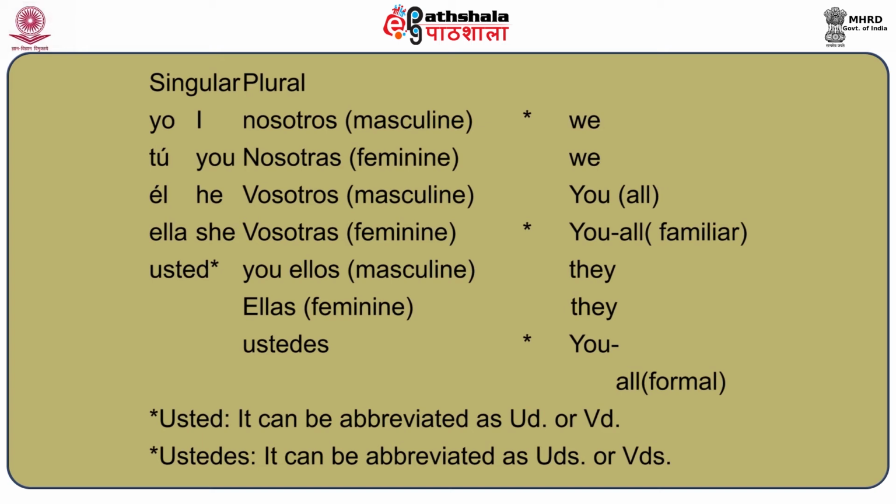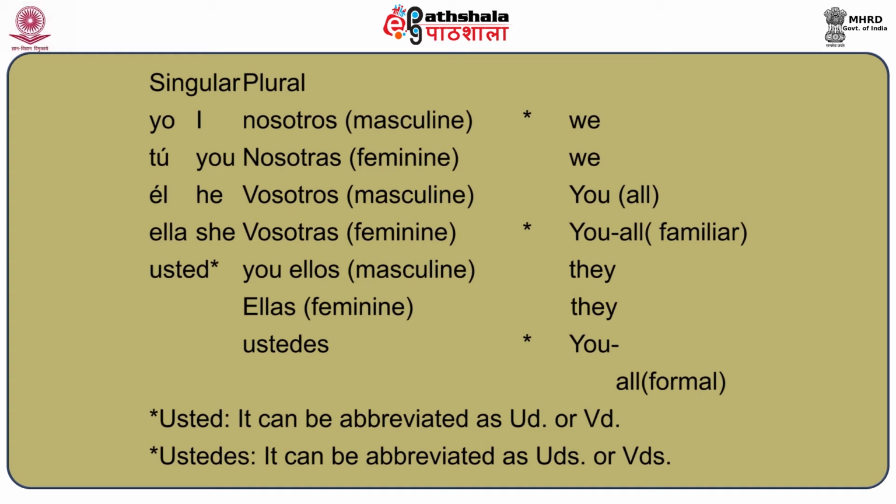But nosotros has got two forms. We can be said in two ways in Spanish, that is nosotros or nosotras. Now nosotros is used when we refer to more than one male and when we refer to a group which consists of both males and females. And nosotras, meaning we, is used only when we refer to females. So if there are only females, then we use nosotras.